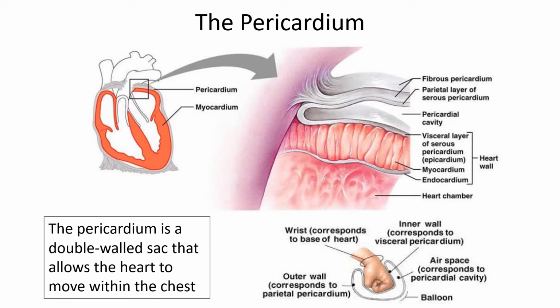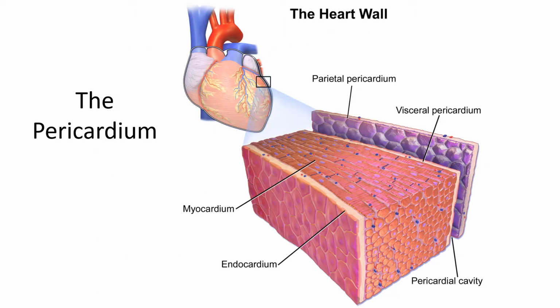The other thing to note is that this sac is attached to the large blood vessels at the top of the heart, and it's also attached to the diaphragm at the bottom. Here we have a section of the wall of the heart and also the pericardium. The endocardium is on the inside of the heart, it's in contact with the blood. Then we have this thick layer of muscle known as the myocardium, then the visceral pericardium, then a space filled with serous fluid. Again, it's a pretty narrow space, and then our parietal pericardium.